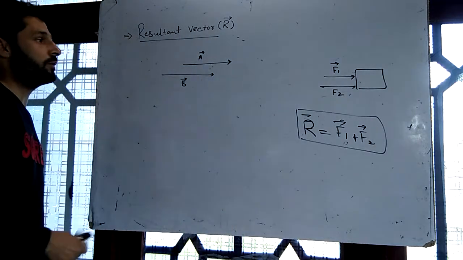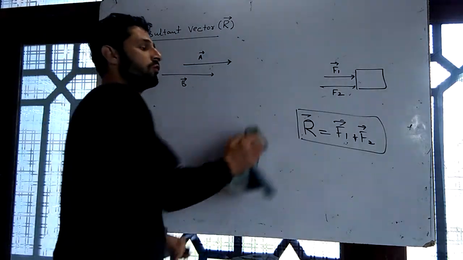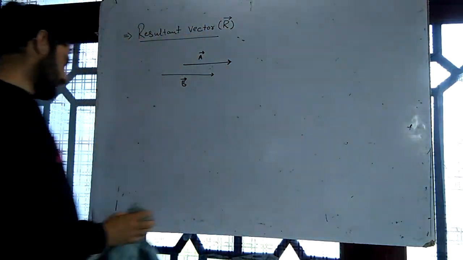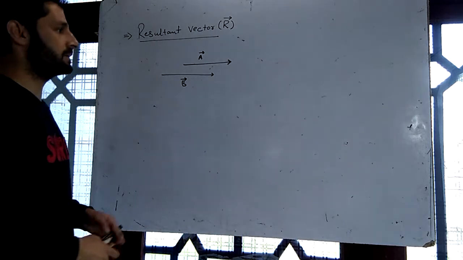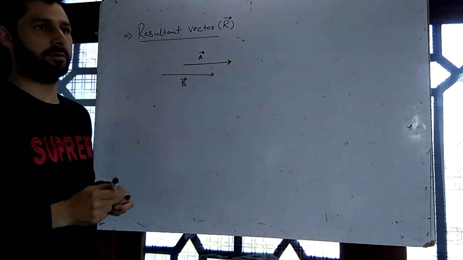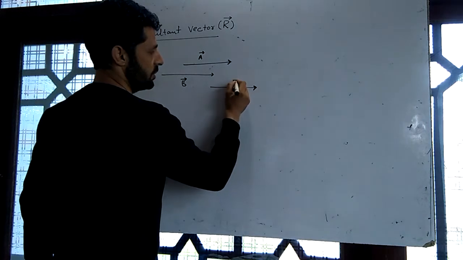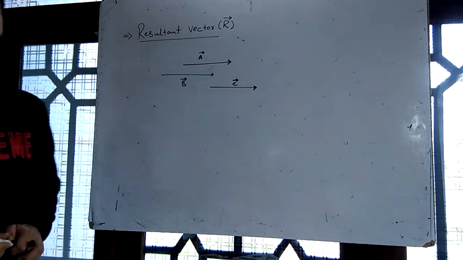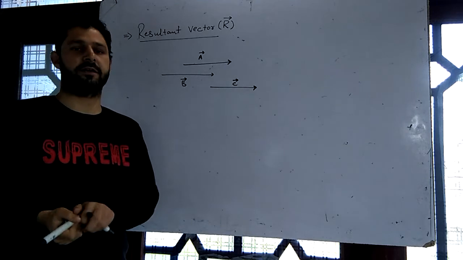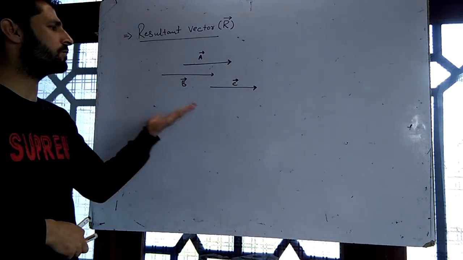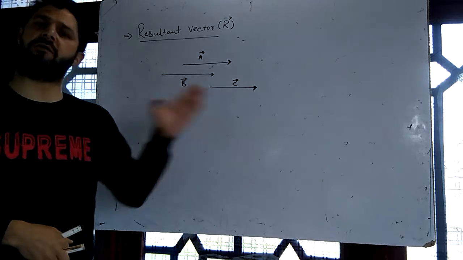So now we have two vectors. Now today, how to find the resultant vector? Our concept is how to find the resultant vector. For example, we have two vectors A and B. Let's suppose we have vector C. So there is a general rule for finding the resultant vector. This general rule is acceptable everywhere.